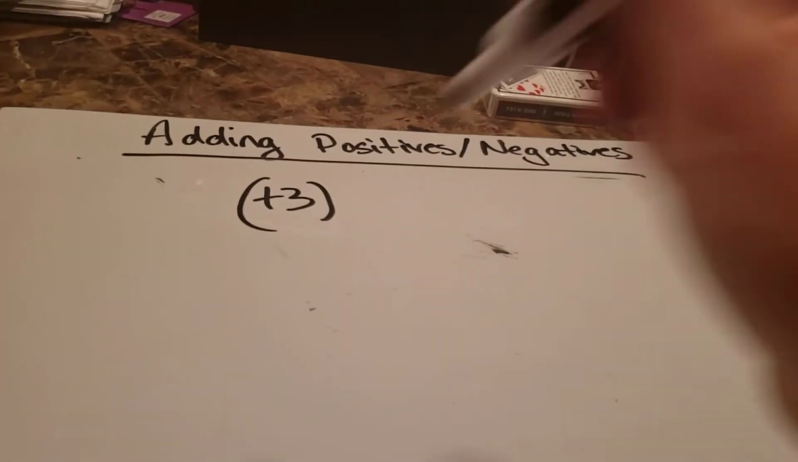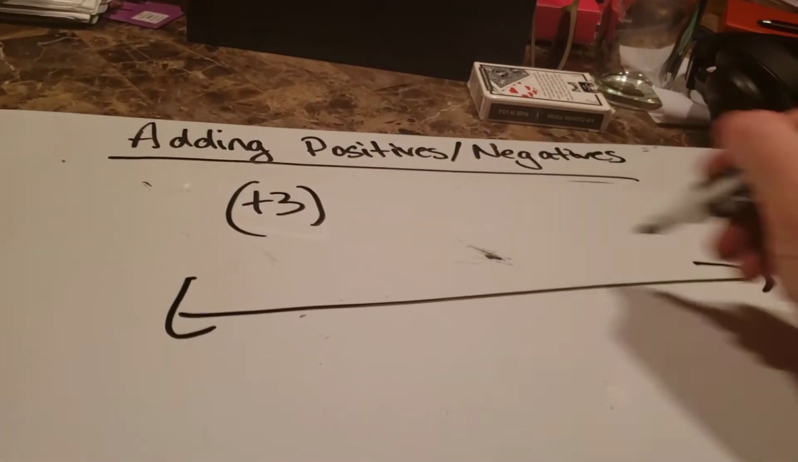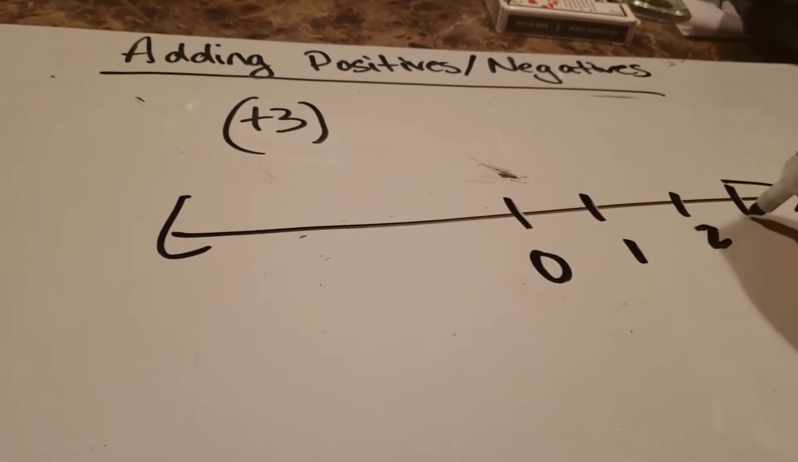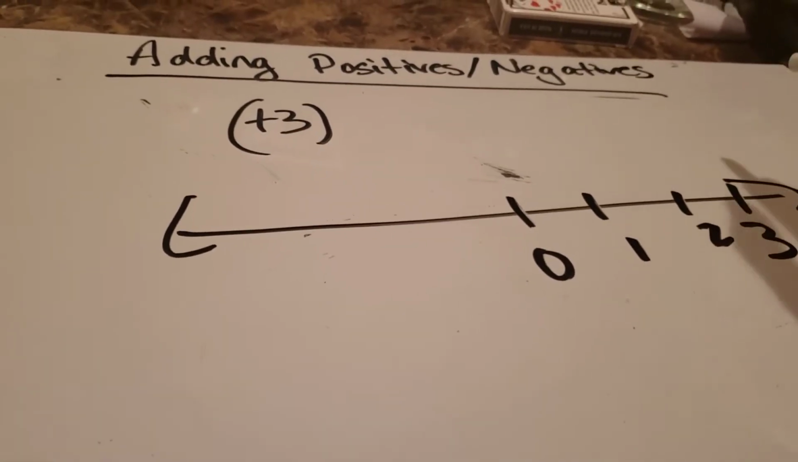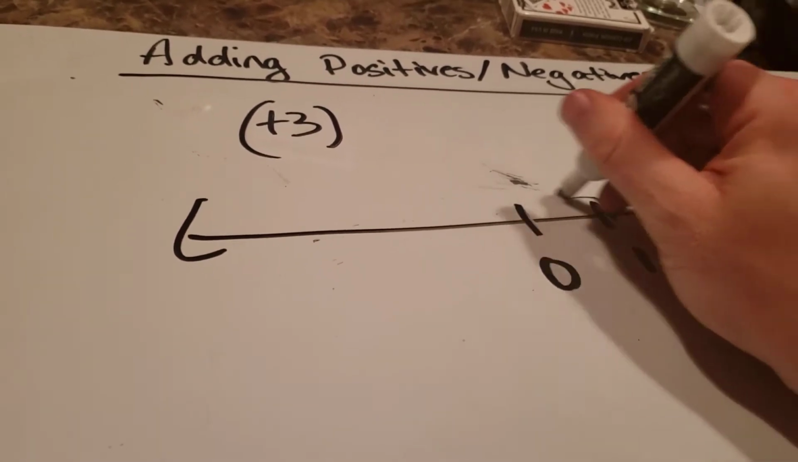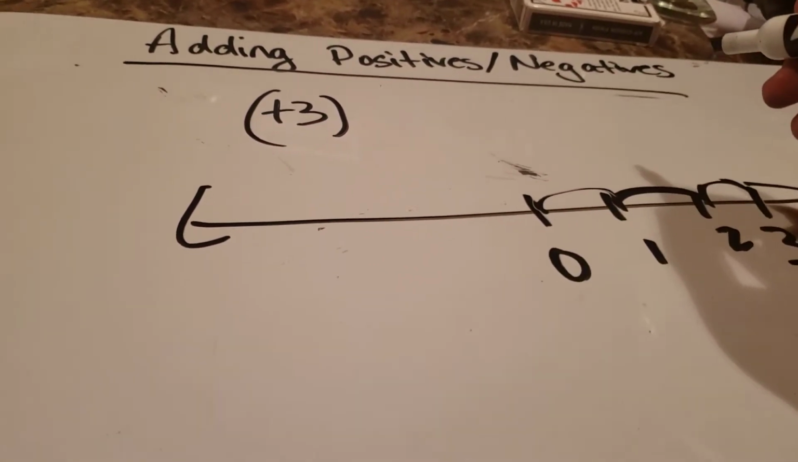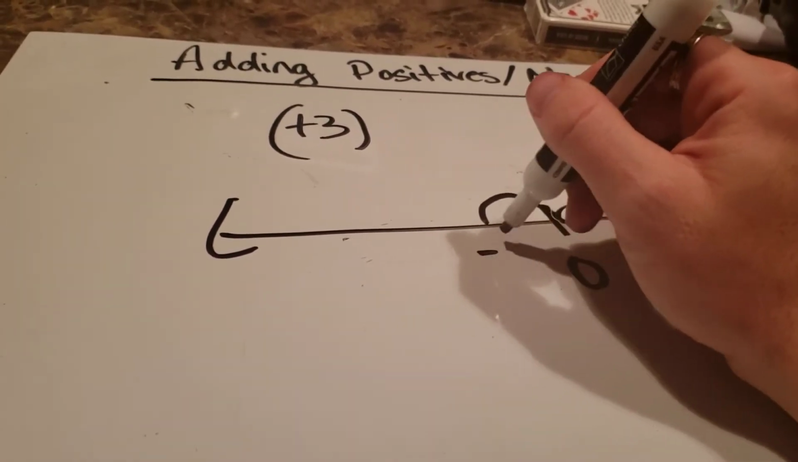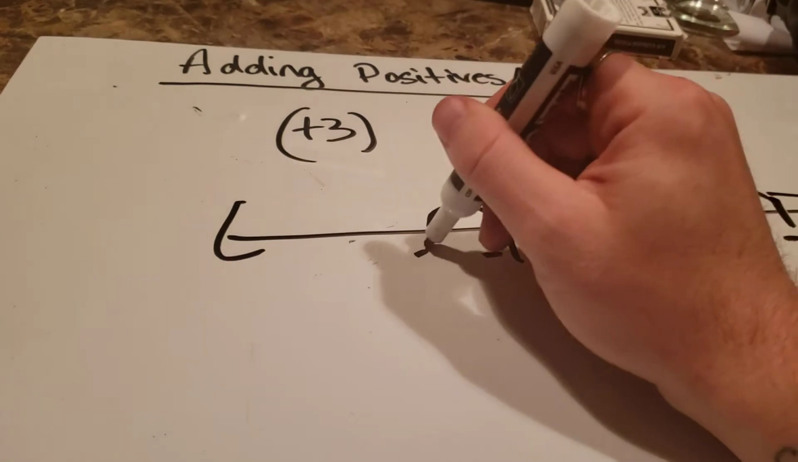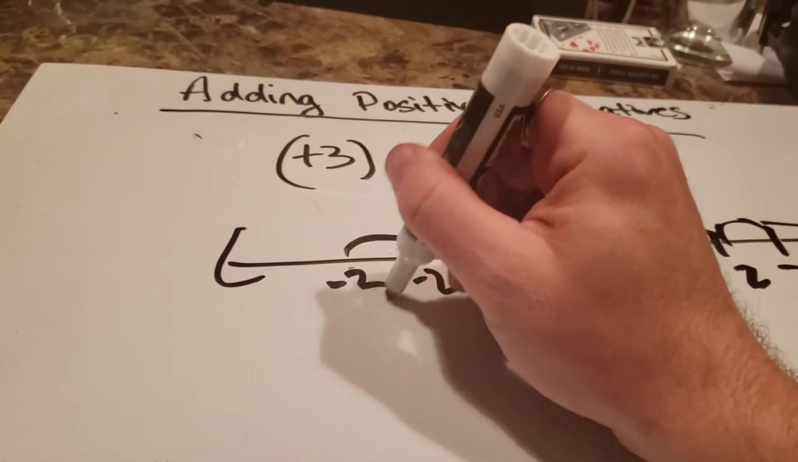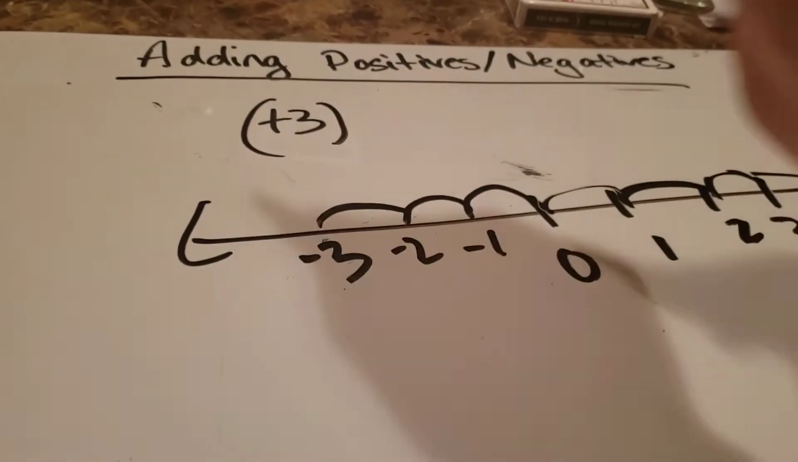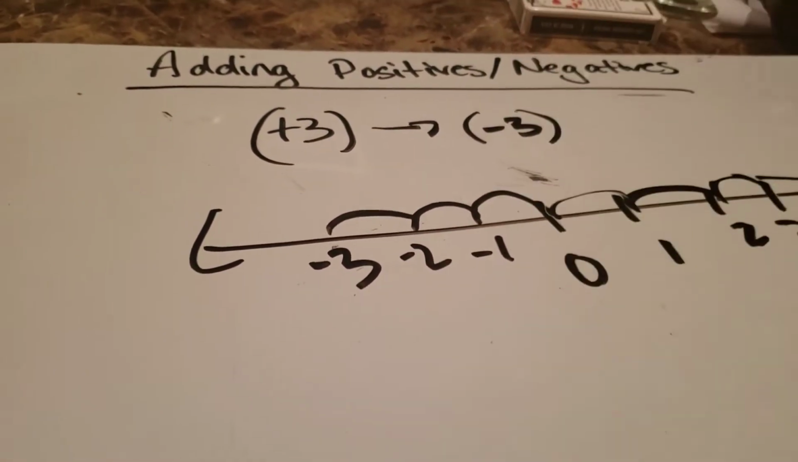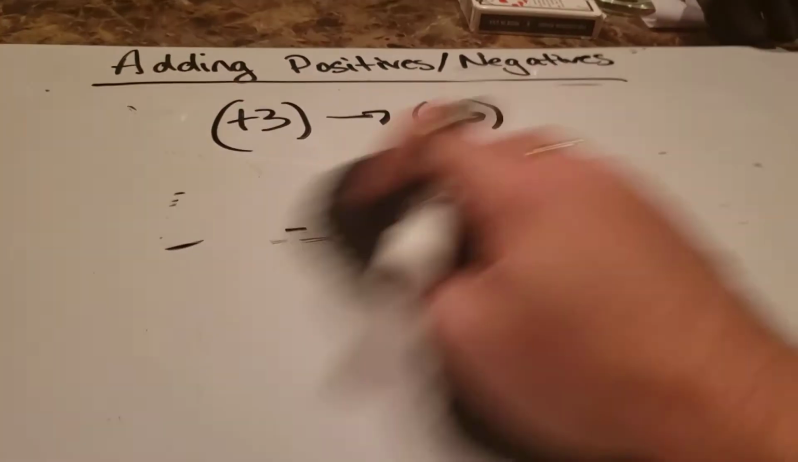Think about a number line. Okay, if I got a number line here, I've got 0, 1, 2, 3. What number is opposite? So 3 is 1, 2, 3 away from 0 on the right side. So 3 away from 0 on the left would be -1, -2, -3. So the opposite of positive 3 is -3.